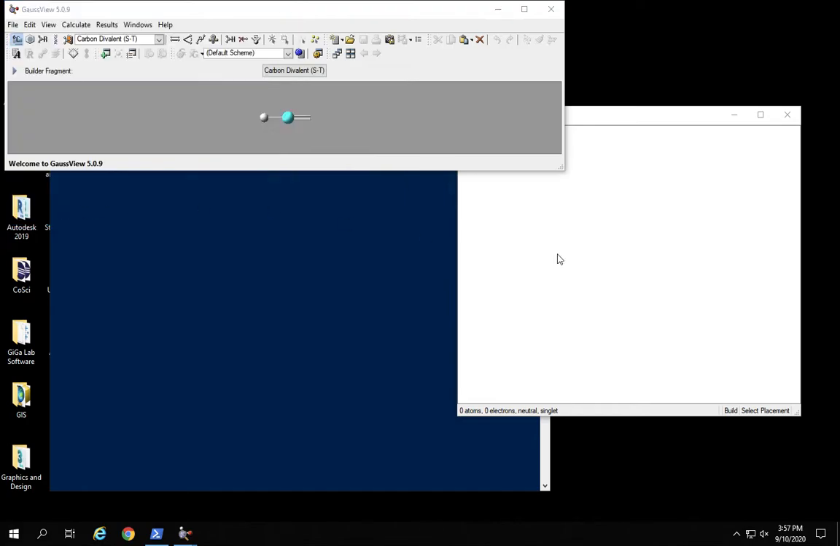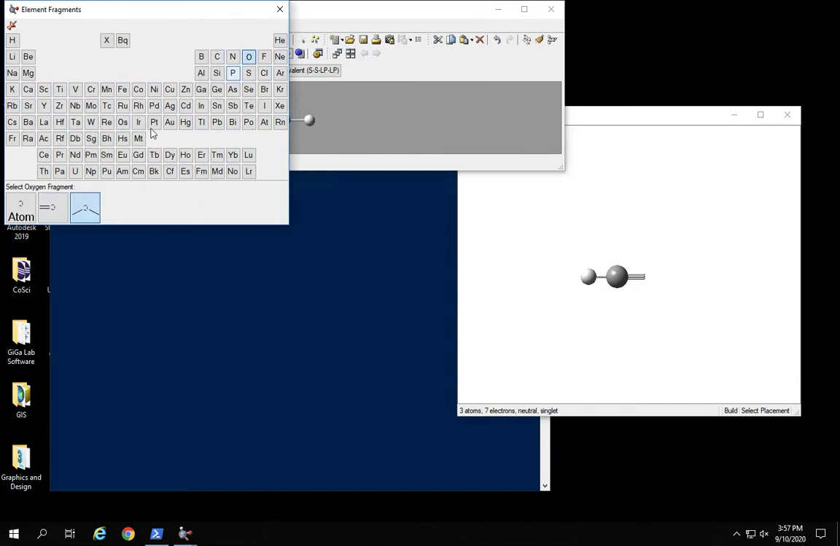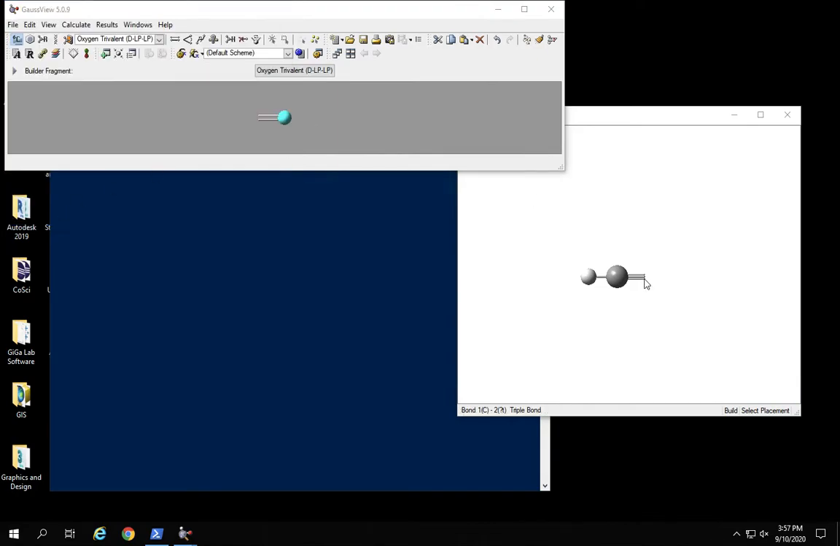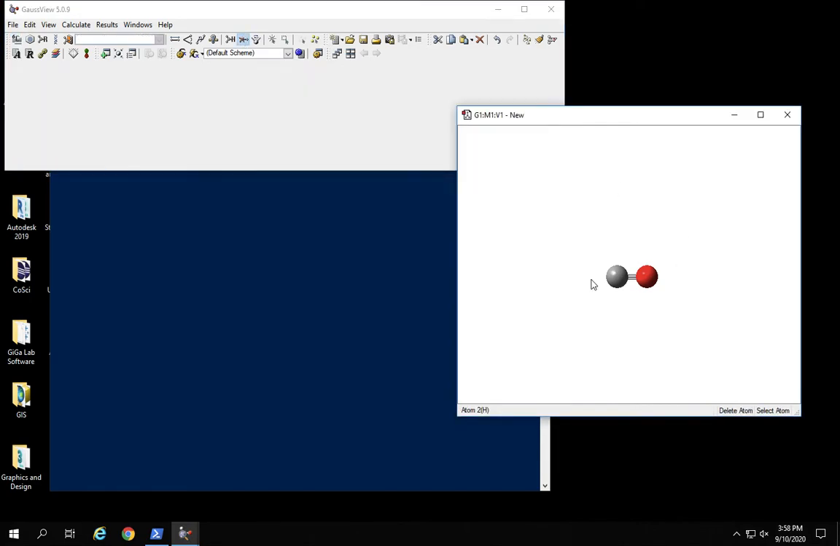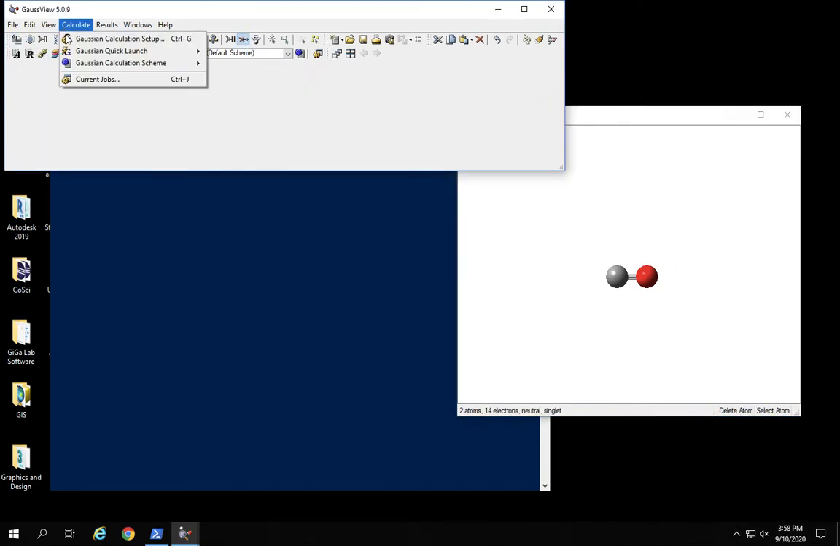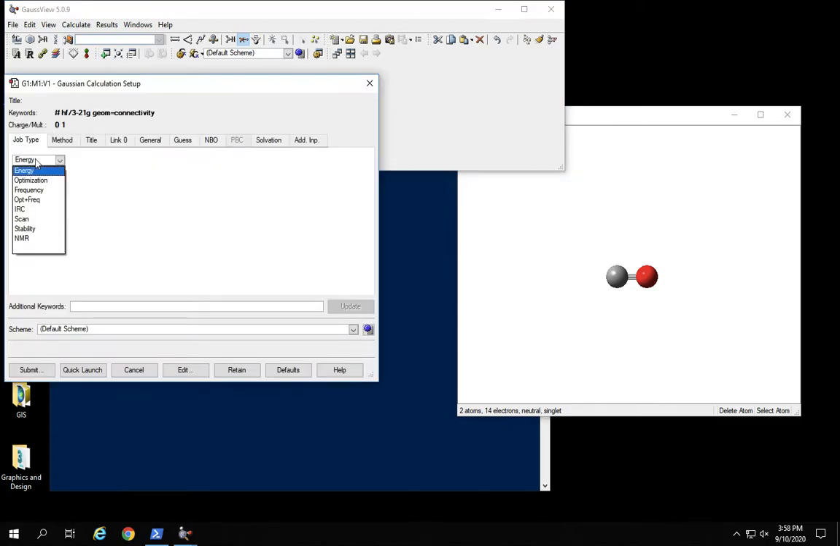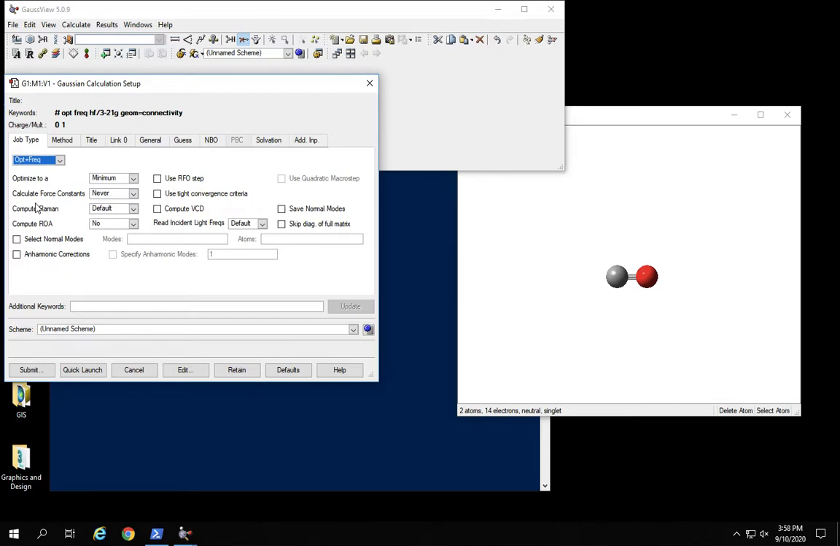CO is a carbon bound to an oxygen. When I build it this way, I have an extra hydrogen atom that I have to delete. I'm going to set up the calculation and run it from GaussView. I'm going to do an optimization plus vibrational frequency.